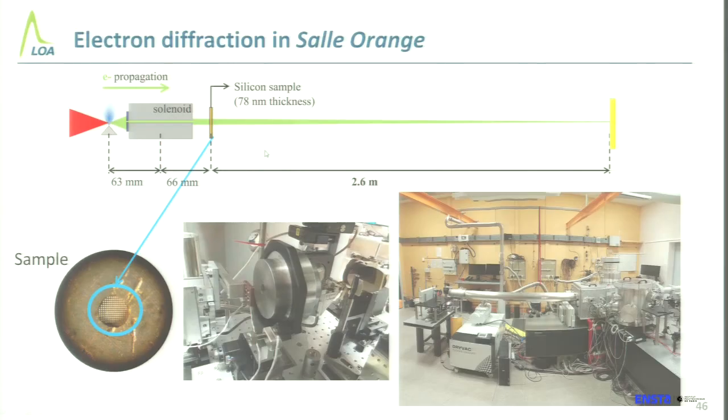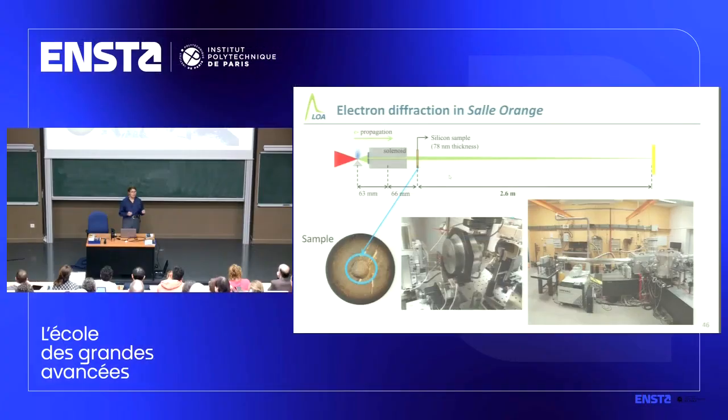We placed a sample right after the solenoid. The sample is a silicon sample, monocrystalline, with 78 nanometers of thickness. And in order to be able to resolve the diffraction peaks of the electron beam, we placed the scintillator 2.6 meters away from the sample. So here you see the solenoid with the sample holder, a picture of the sample which is here, and here you see the 2.6 meter pipes that was added to the experimental chamber.